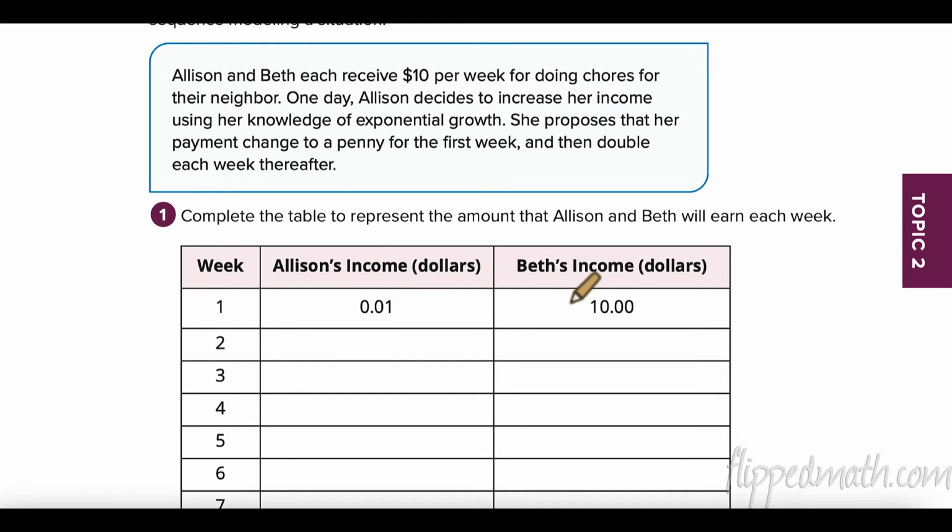So, Allison, let's go to Beth. Beth gets $10 every week. Flat rate. That's not bad for doing chores, right? All right. Allison's income doubles every week. So the second week, she's going to make, whoa, 2 whole cents. Then she's going to make, whoa, 4 whole cents.